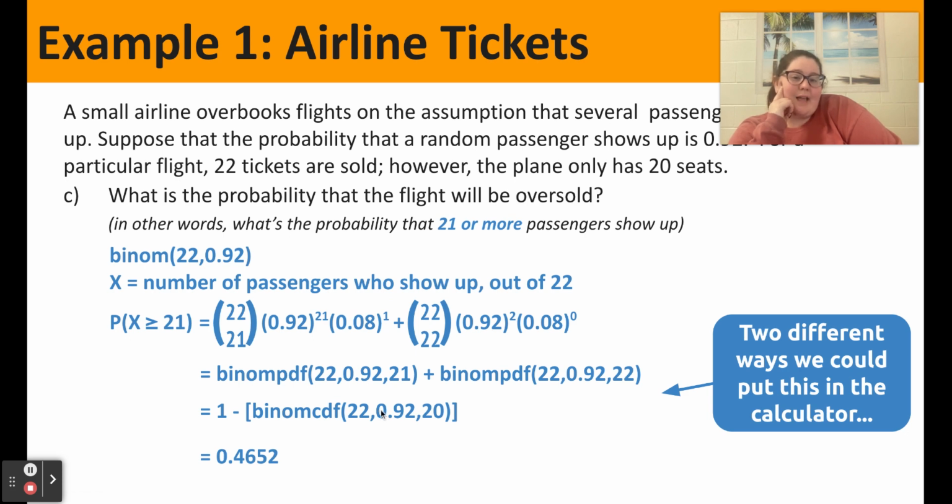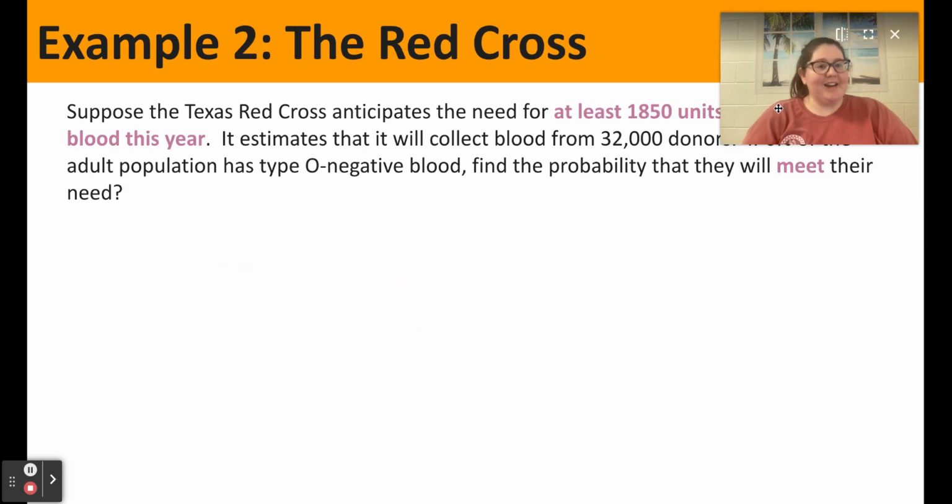But I wanted to mention that kind of working backwards trick because there are going to be problems where doing it with Binom PDF repeatedly all the way up is going to be really, really ridiculous. So let's look at an example like that.